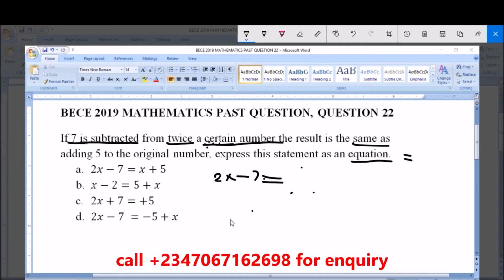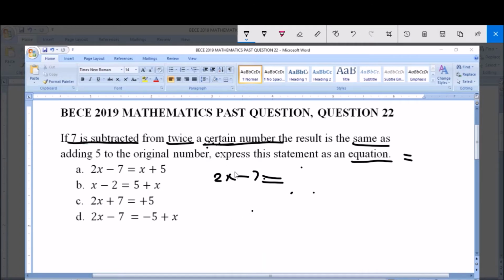Our original number here is x, the certain number. Now, adding 5 to x will be x plus 5. Just like when you have 2 and you want to add 5 to 2, you say 7. But because we don't know, x is an unknown. So adding 5 to x will be x plus 5.